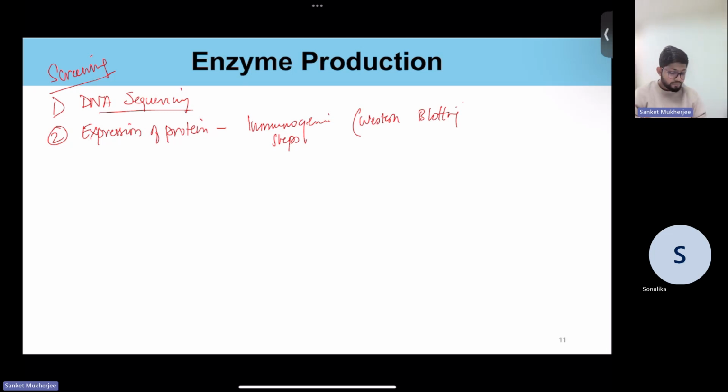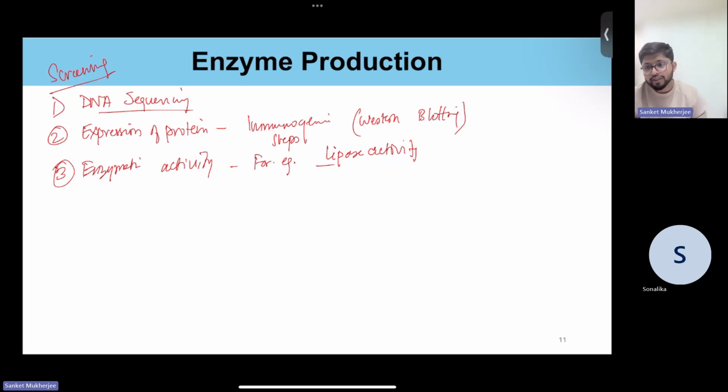Third could be the enzymatic activity. So for example, if a protein is having a function of a hydrolase, for example, lipase activity, you would actually check whether the protein that you are getting also has that activity. So that's also one kind of method.